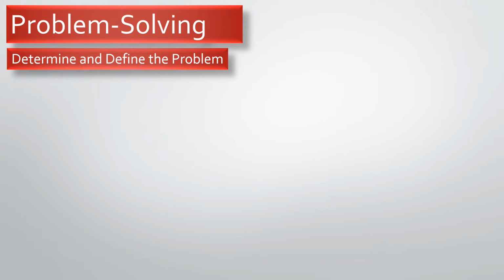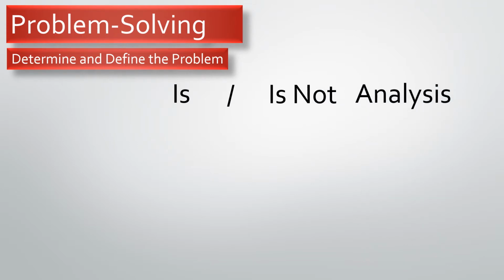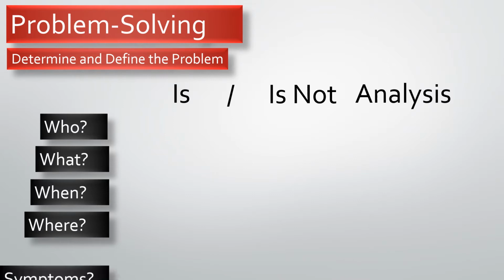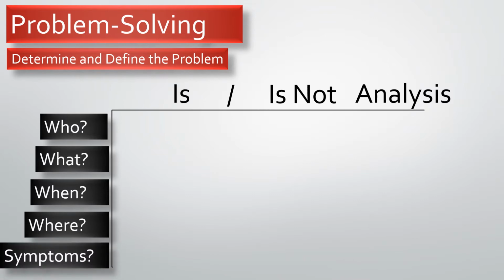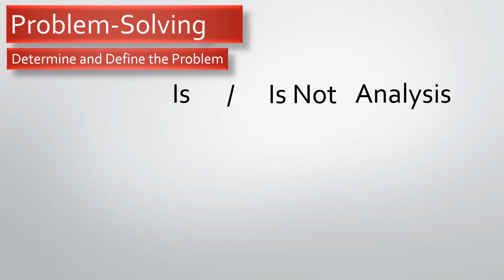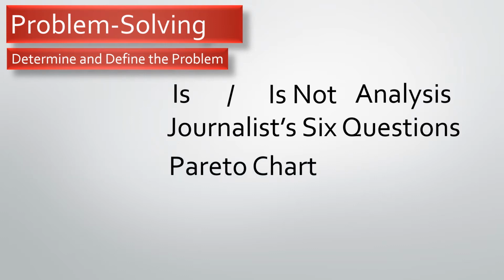I will begin with determining and defining the problem. There are different tools to help define the problem. The is or is not analysis is a good way to ask questions to see what the problem is clearly. To use this tool, I will ask questions with a positive is approach and then with a negative is not that references the questions who, what, when, where, and symptoms. For example, who is affected by the problem or who is not affected by the problem. This technique will provide a better definition of the problem rather than the symptoms of it. There are other tools such as the journalistic questions, Pareto chart, and SWOT.